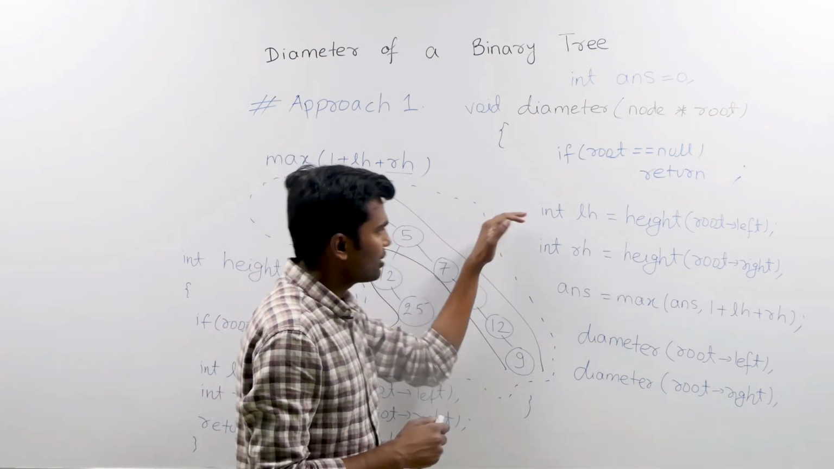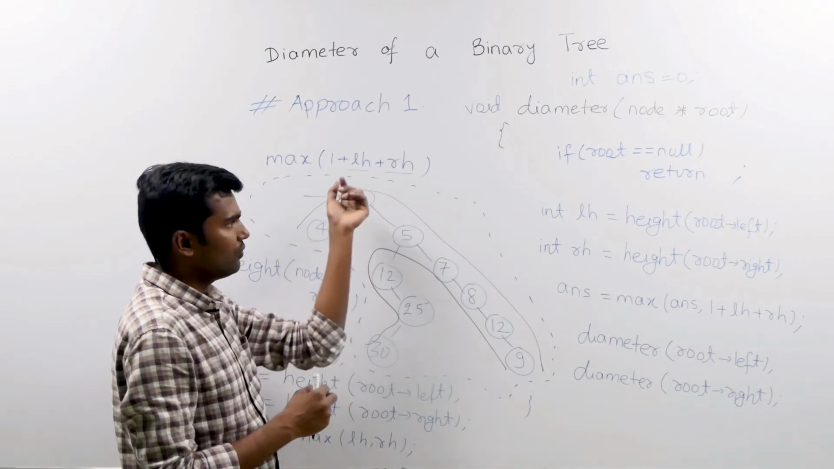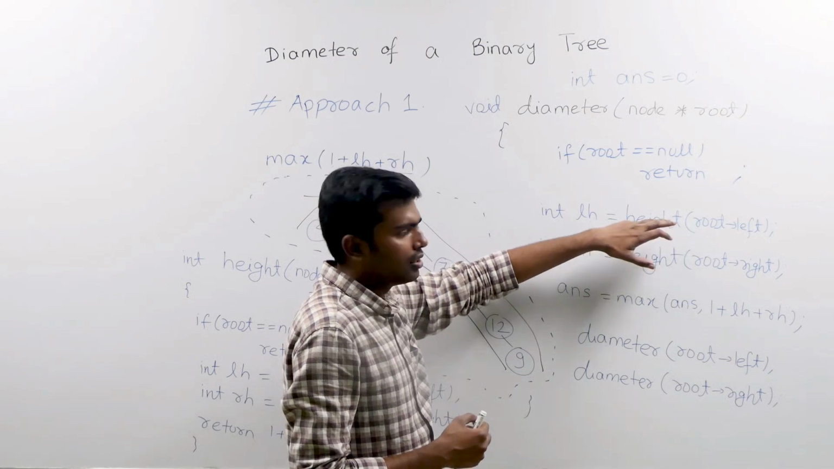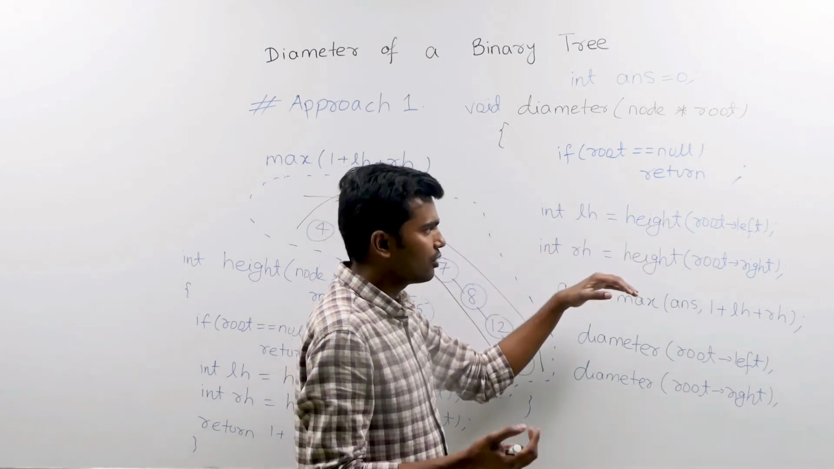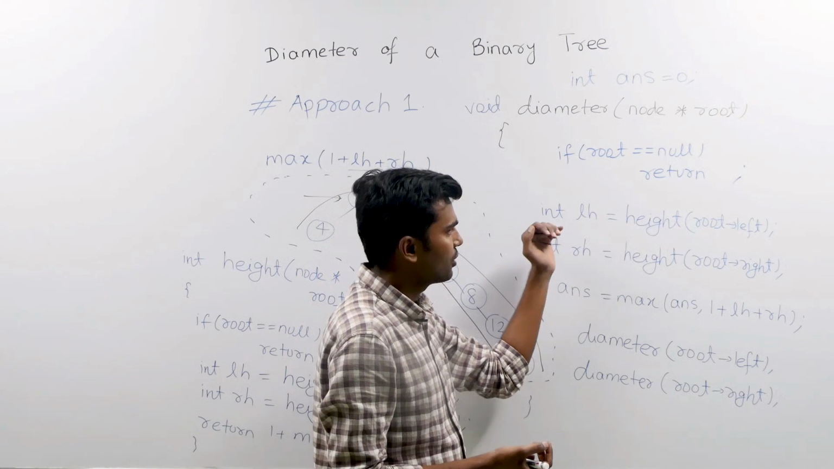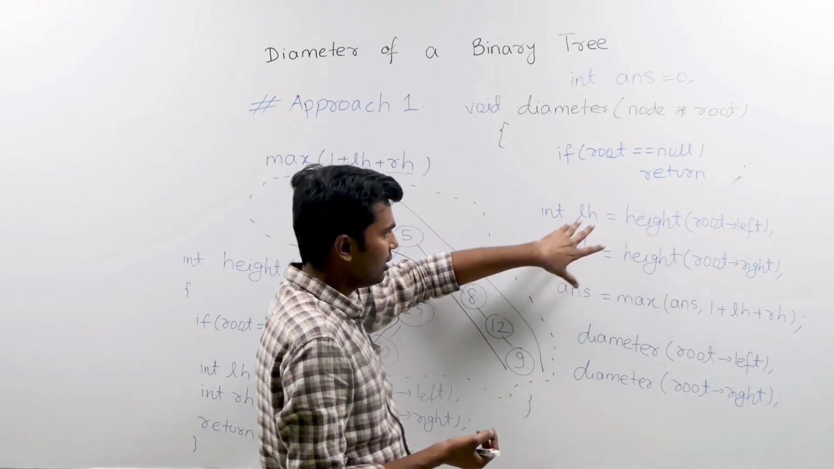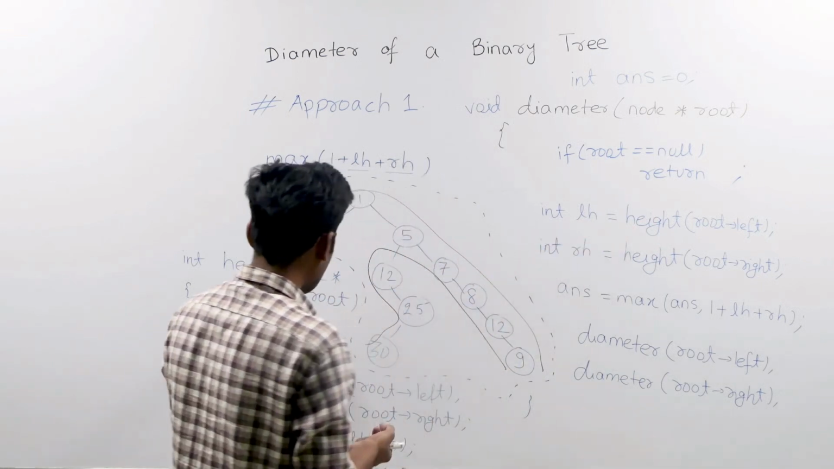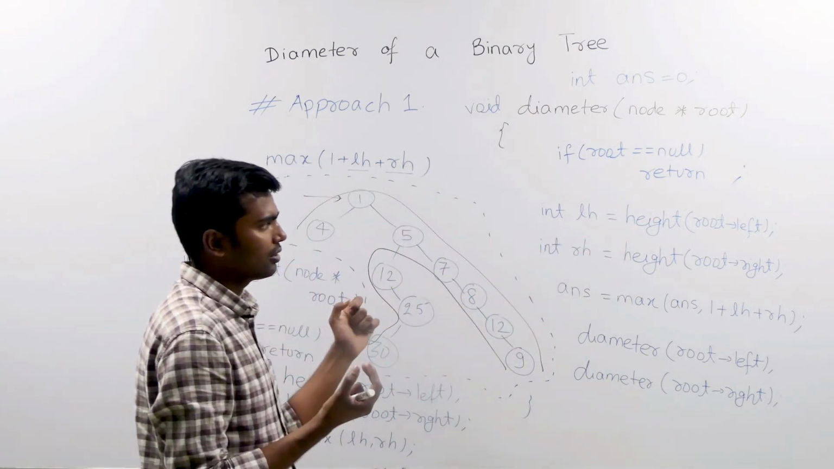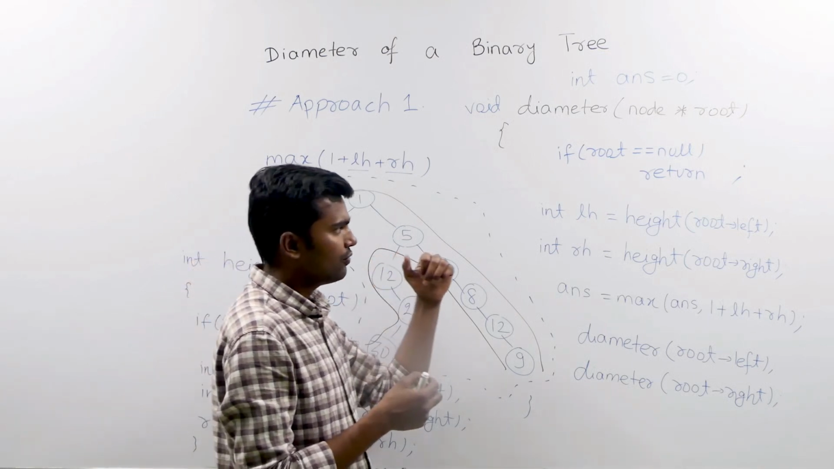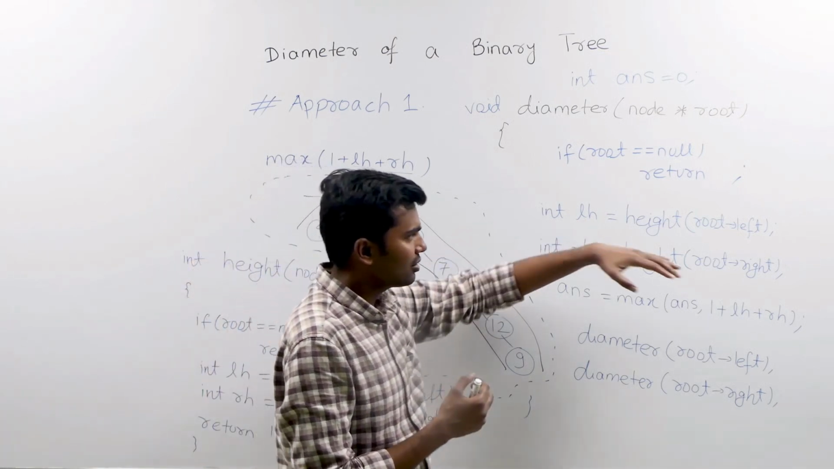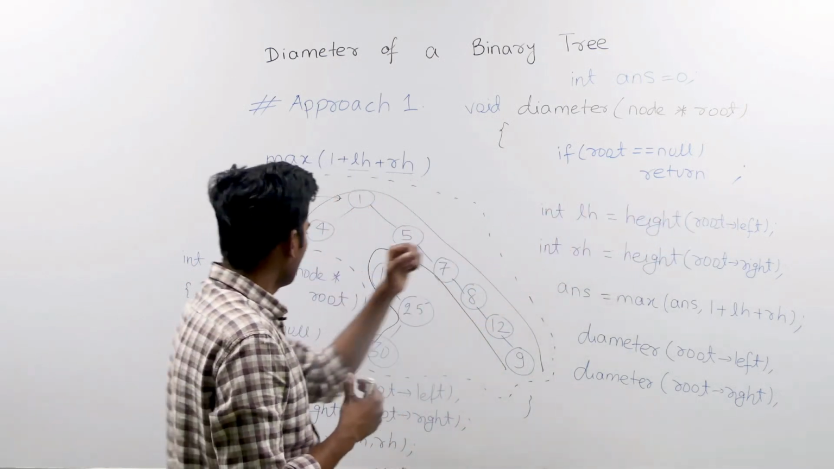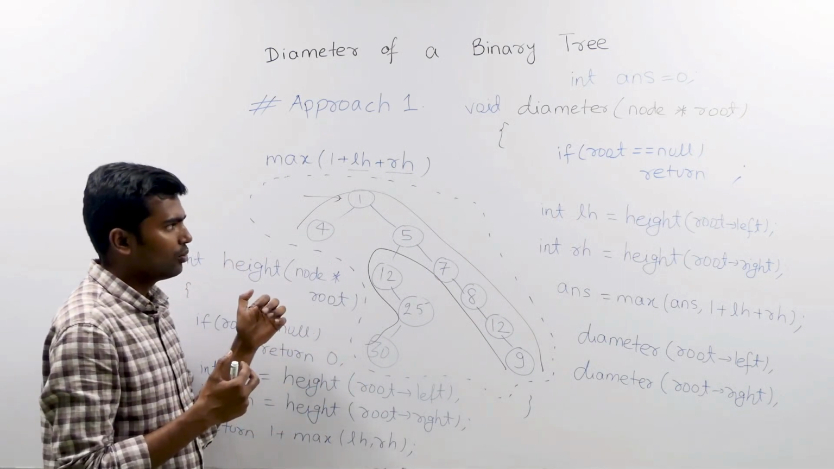And as per our logic, we need to find the height of the left subtree, and to do that I'm calling another function, height, which will calculate the height of the left subtree, and I'm storing that value in LH. So we have another height function which will calculate the height of a given tree, and to find the height of the left subtree we need to pass the left pointer of that node. So I hope you understand how the height function works.